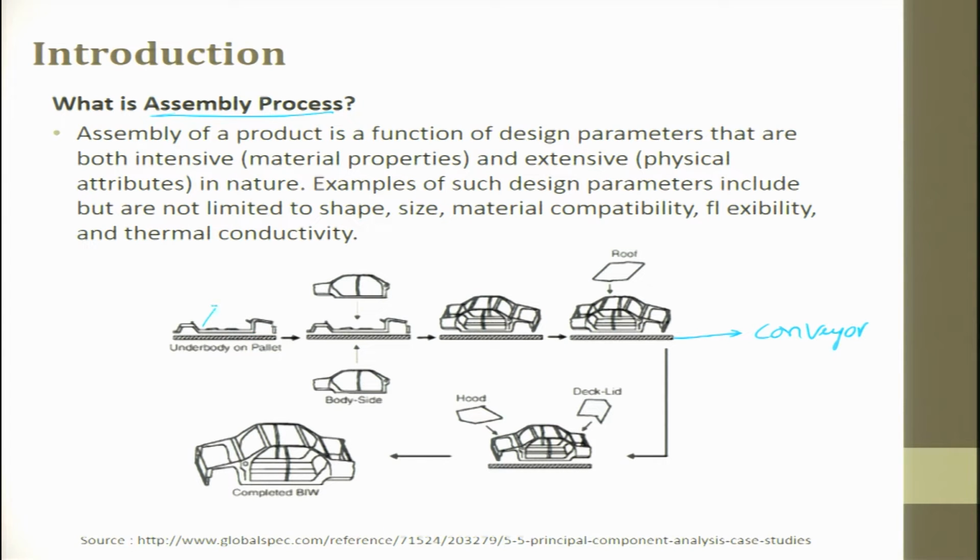So your part here is nothing but the underbody or a chassis of a car. So that is put on a pallet or a fixture. Now this is placed in a fixture and this moves at a regular speed.